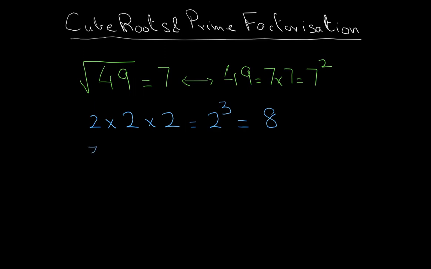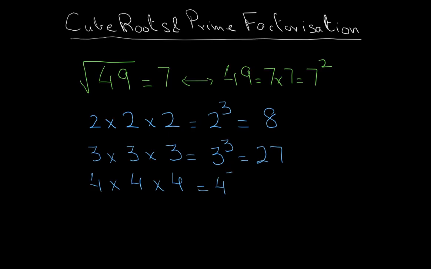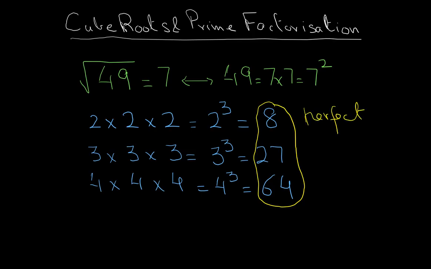Similarly, if we have 3, we can multiply it three times, and that will be 3 cubed, and 3 cubed is 27. And if we take 4, we can multiply it three times again, and the notation for this is 4 cubed, which is 64. And these guys are called perfect cubes. So 8, 27, 64 are perfect cubes.